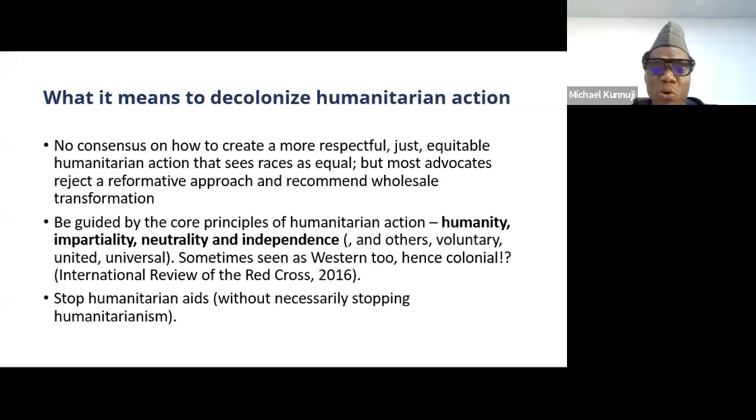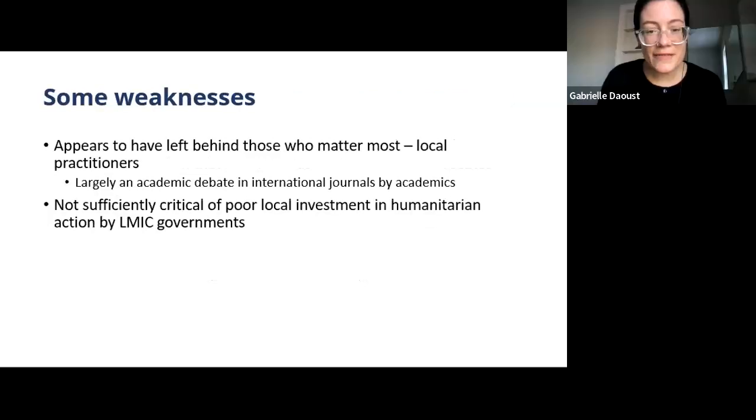So I'll say that there is no consensus on what exactly it means to decolonize humanitarian action, but some ideas run through the calls for decolonization. And these include upholding the principles of respect for persons, equity, fairness, equality of races, and of course, it's typically in a transformative, not a reformative way. Upholding those core humanitarian principles of humanity, impartiality, neutrality, and independence is equally important, but I should also acknowledge that it may be difficult to arrive at any universally acceptable definitions of concepts like justice, fairness, and equity. In some extreme situations, advocates have considered outright discontinuation of humanitarian aid as a way of addressing coloniality in humanitarian action. Next slide.